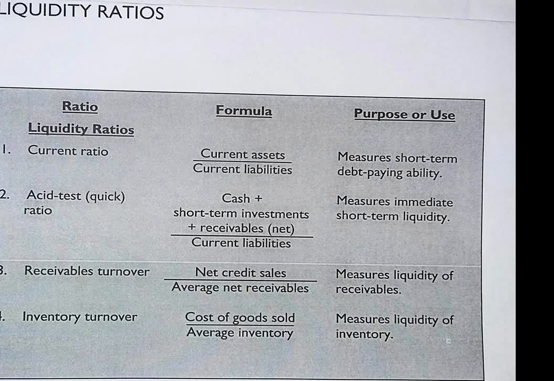This one is important for short-term debt paying ability, and I'll just remind you of what is meant by current assets. Current assets are cash and items that can be converted into cash within 1 year. And current liabilities are obligations that should be paid within 1 year. This is the current ratio.